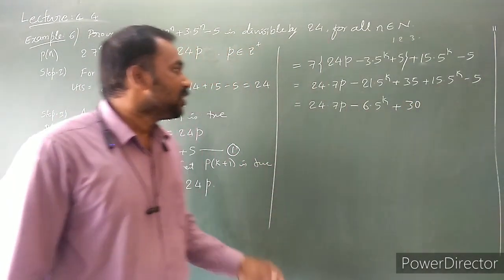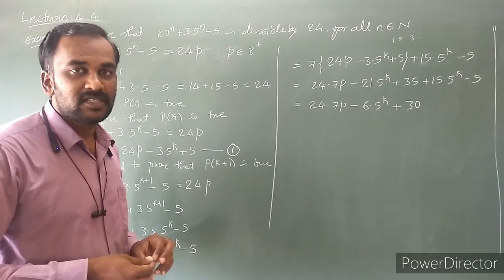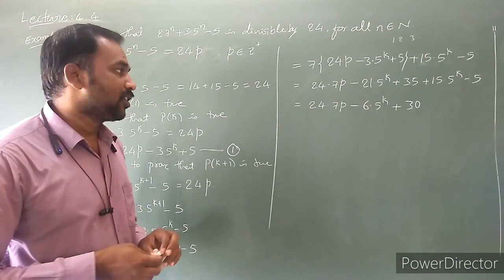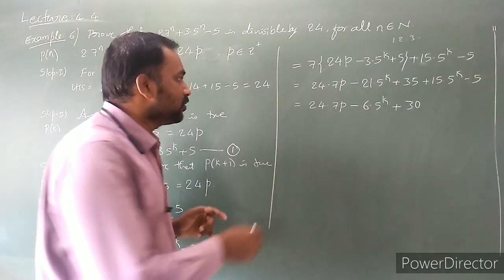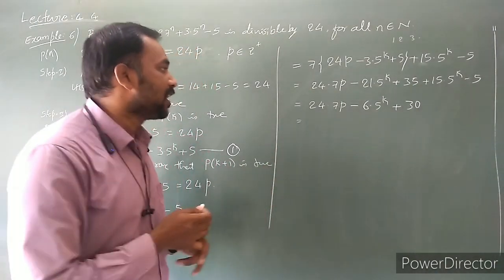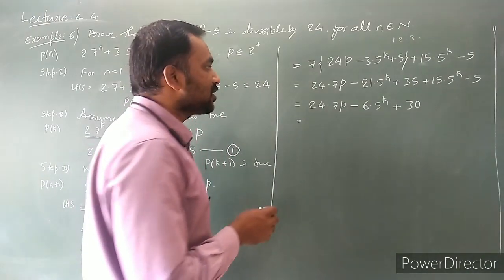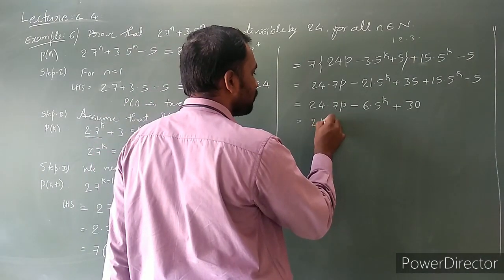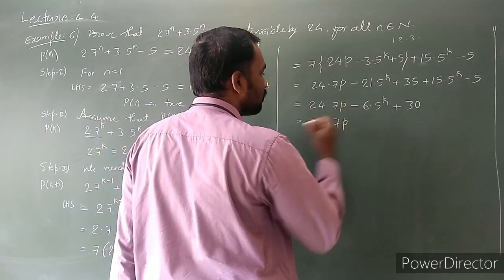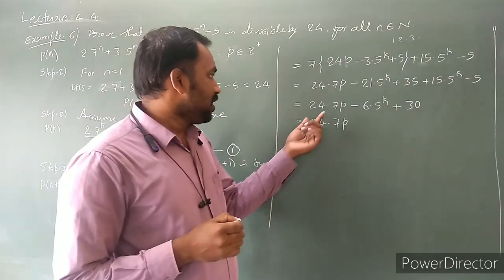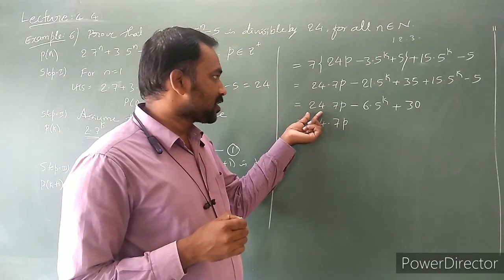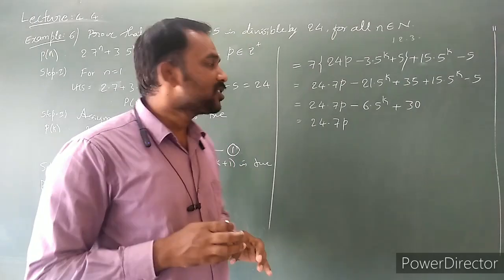Here, is 24 common? 24 is not common at all. Next, how will we do it when 24 is not common here? So I am just rewriting this value. 24 as it is, 7 power p as it is. 24 is directly present in the first term. In the remaining two terms, 24 is not there.